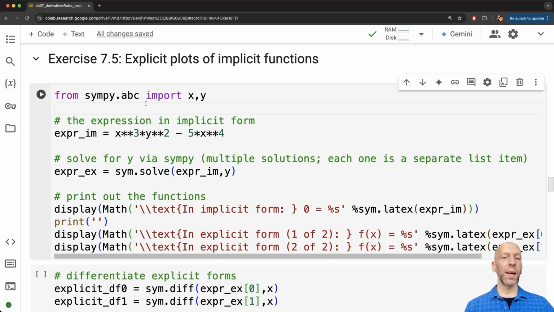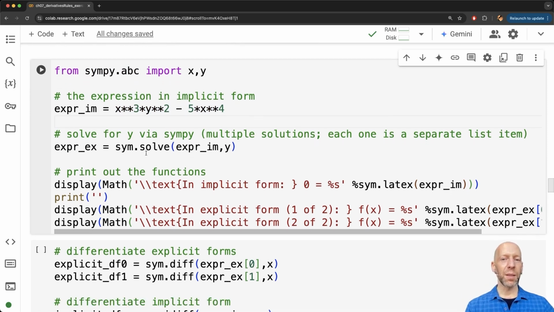So here I am creating two symbolic variables, actually in a slightly different way from how I sometimes create symbolic variables. Here I'm importing variables x and y from sympy.abc. I'm just giving you some different options for how to create these symbolic variables in SymPy. So here is the expression in its implicit form. It's implicit because the y's are multiplying the x's on the same side of the equation.